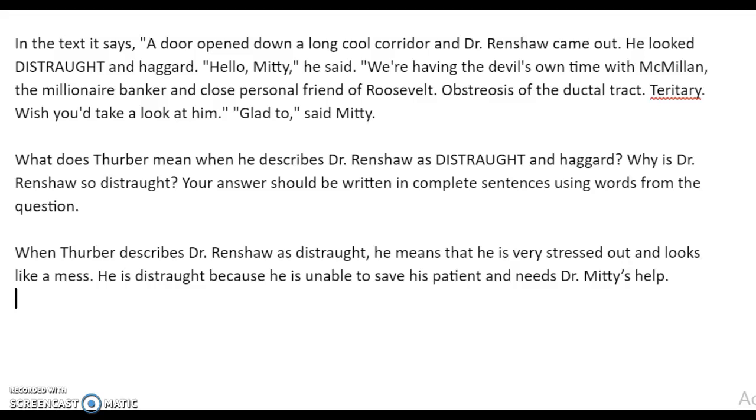Okay, guys, for your vocab quiz, you're going to explain what the words mean and why those words are being used. So, here's what an answer might look like. Here's your first question.